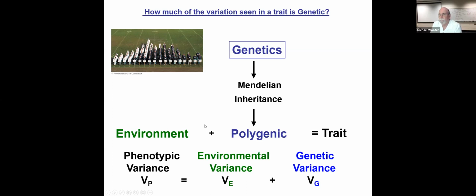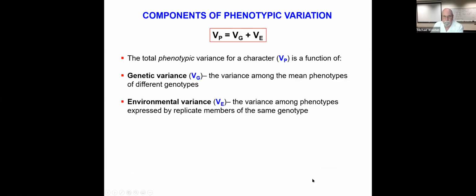Well, what Fisher did was pull together a simple little equation. He said, okay, I need to do some math here, so I will set these up and give them some symbolism so I can work with it. So variation that's totally phenotypic, V sub P, is a combination of V sub E plus V sub G. All right. Now, what are we measuring here? This is the total phenotypic variance for a character, and it's a function of two things, just like we said.